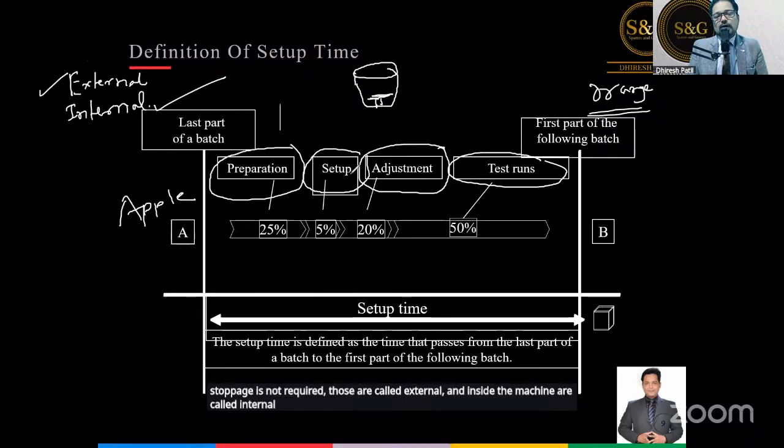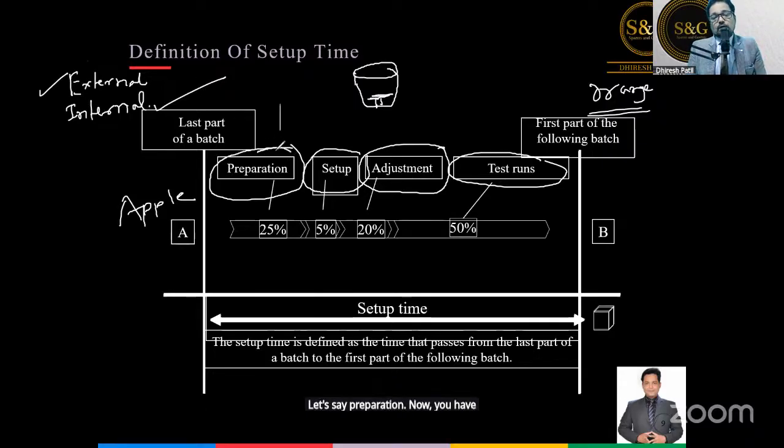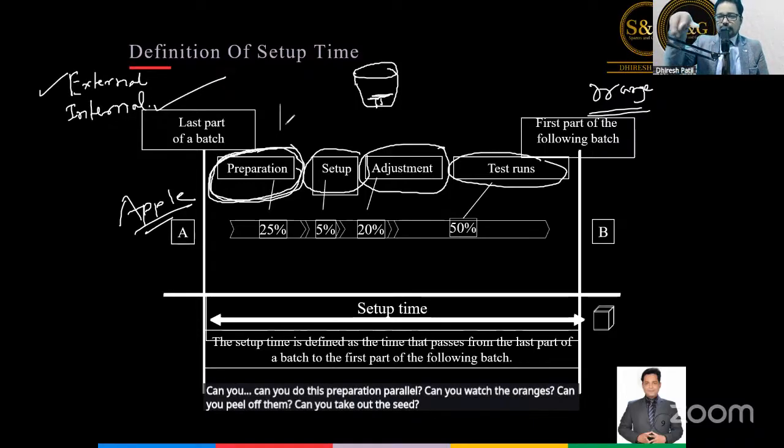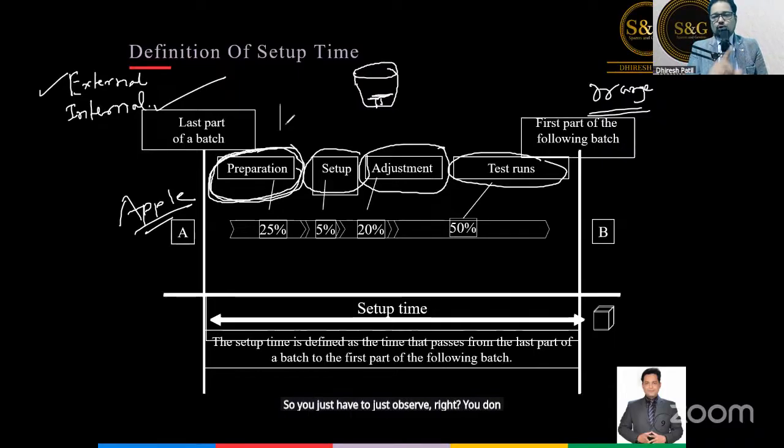For example, let's say preparation. Now you have to tell me, preparation means washing the oranges, peeling them. Now, imagine apple juice is being made. Can you do this preparation parallelly, or do you have to stop the machine? Can you wash the oranges? Can you peel them? Can you take out the seeds, while the machine is rotating and making the apple juice? You just have to observe, right? You don't have any work. Can you do this preparation work?